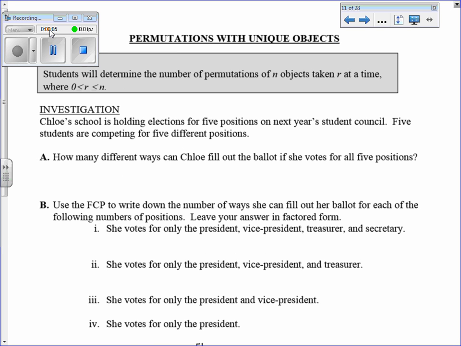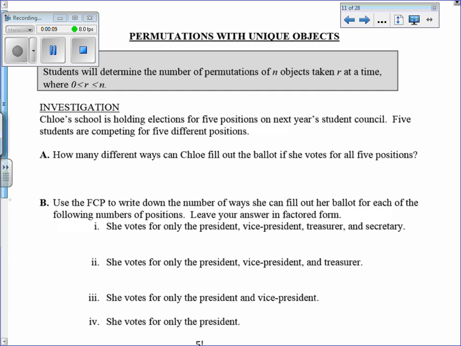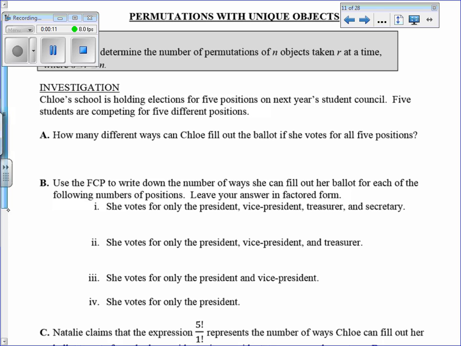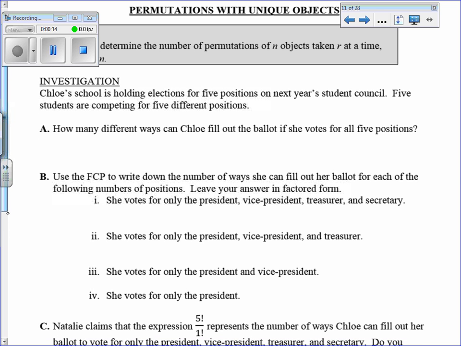So, Chloe's school is holding elections for 5 positions on next year's student council. And there's 5 students that are competing for 5 different positions. Okay. So 5 positions, 5 students. So how many different ways can Chloe fill out the ballot if she votes for all 5 positions?